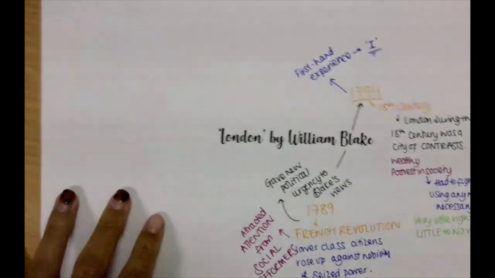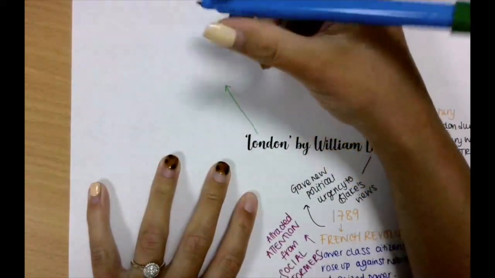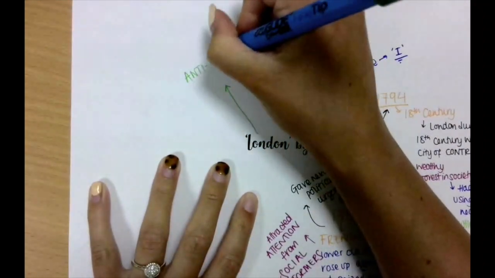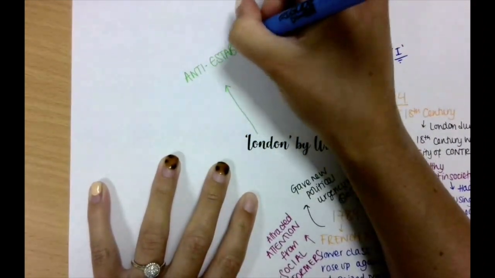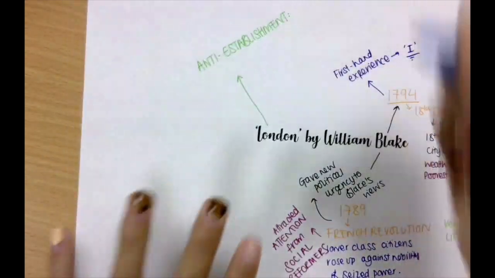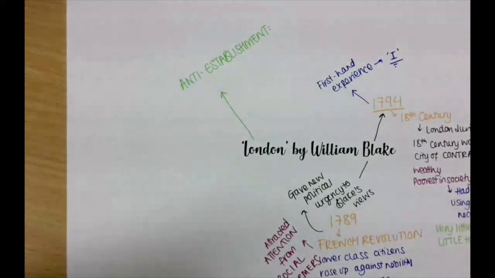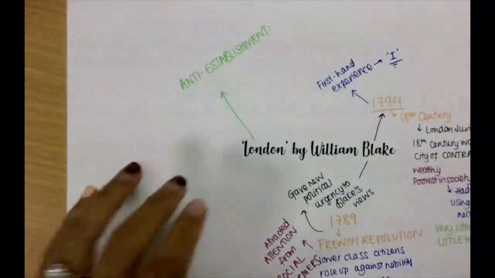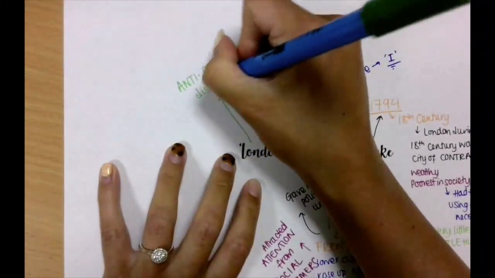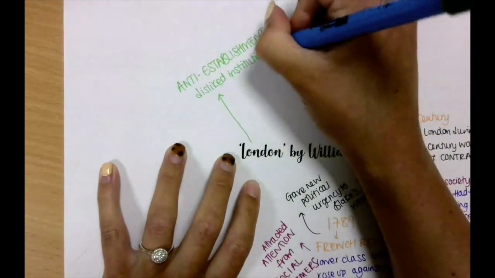Another thing that we've got to be aware of over here is to do with Blake's own views. Blake was what we would call very anti-establishment. Establishments are those big, organised idea houses, if you want to call them idea houses. What we really mean there is that he disliked institutions such as the church and the monarchy.